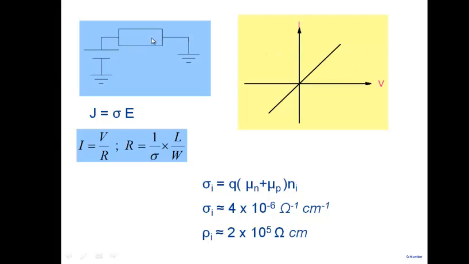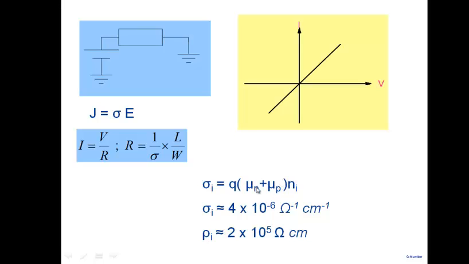If you were to measure the IV characteristics, you'll find I versus V obeys Ohm's law. I equals V by R, and R, as all of you know, depends on resistivity or conductivity, and L by W. This is the expression for conductivity. Conductivity depends on q, the charge that each electron and hole carries. It obviously depends on the amount of electrons and holes which are there, ni, and it depends on another parameter which we call mobility, how fast the electrons and holes move in response to an electric field. So it depends on mu n and mu p, the mobilities of electrons and holes.